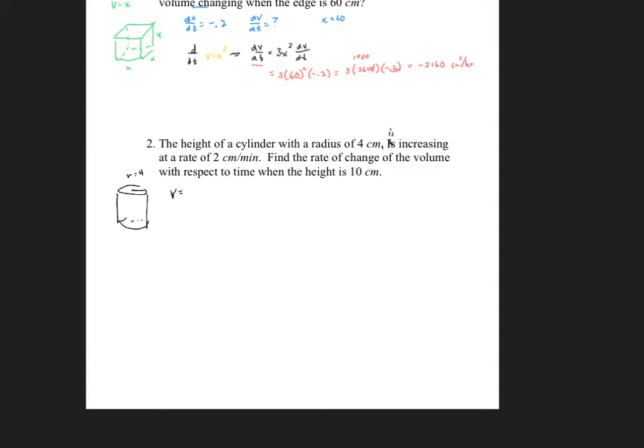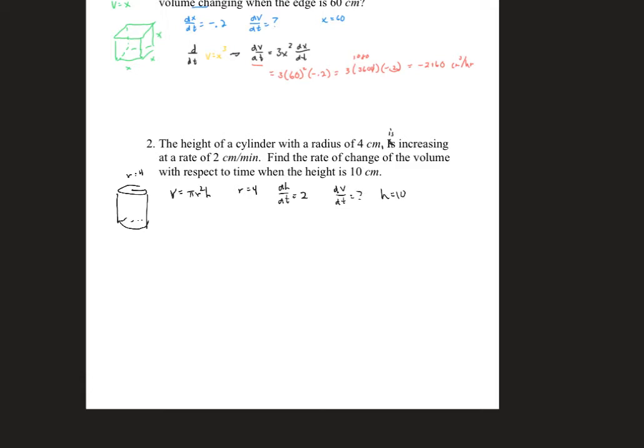So our volume of a cylinder is pi r squared h. You don't have to memorize that. The height of the cylinder with a radius of 4, so the radius is 4. And the height is what's increasing at 2 centimeters per minute, so dh dt is 2. And we want to find the rate of change of the volume, so dv dt is what we're looking for when the height is actually 10.